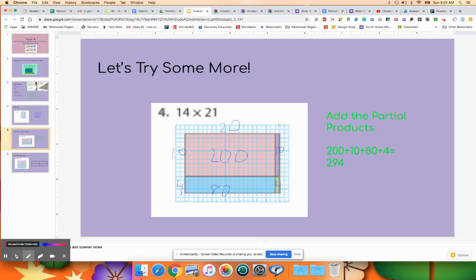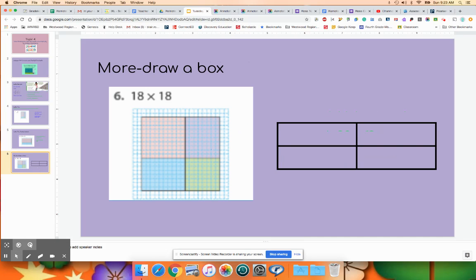All right, one more, and I'm going to model for you sort of, because I know you don't have the grid paper at home. So if you had a problem like this that you need to solve, just draw a box like this one, and we will set it up. So it's 18 times 18. So I drew my box. I'm going to break up the 18 into 10 and 8, and then break up the second 18 into 10 and 8. And now we're going to find the partial products.